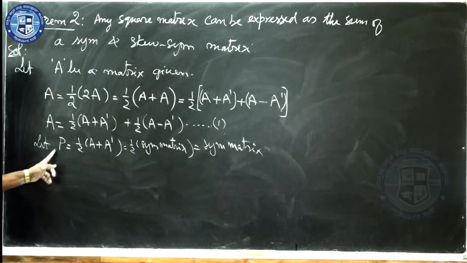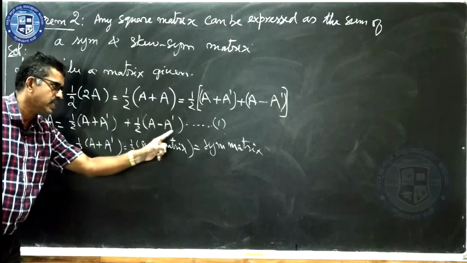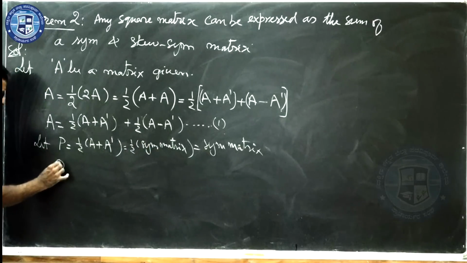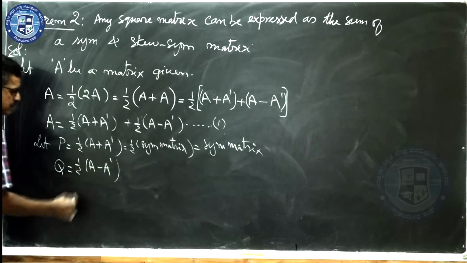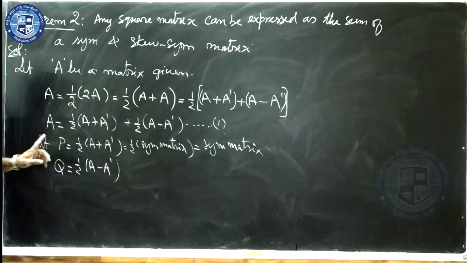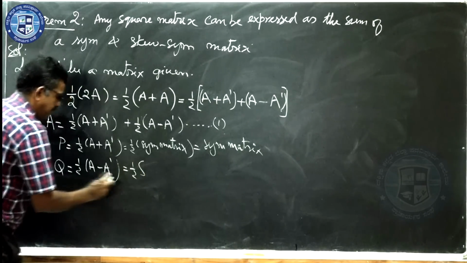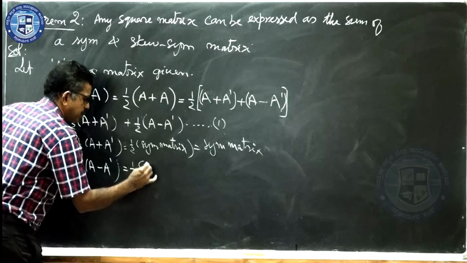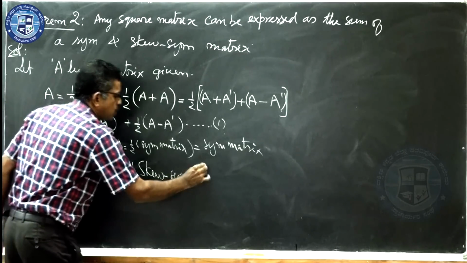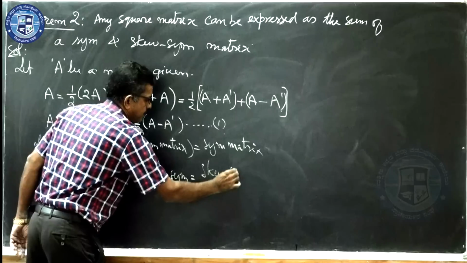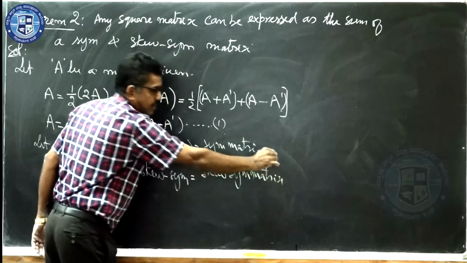So, we have P, half of A plus A dash, a symmetric matrix. I will take Q as half of A minus A dash, because P and Q are the notations given in the NCERT book. That is nothing but half of a skew symmetric matrix. You know that A minus A dash is skew symmetric, so that is also a skew symmetric matrix.